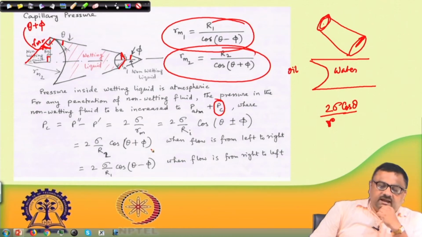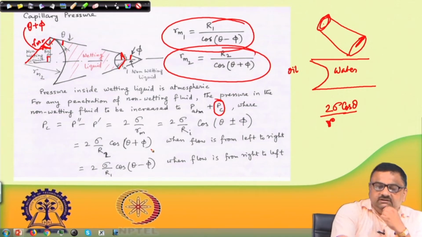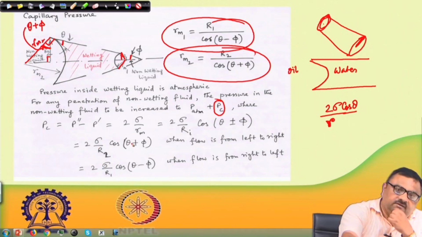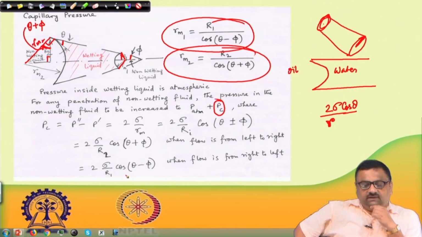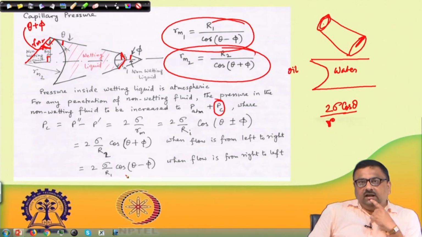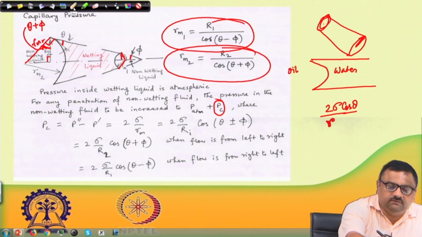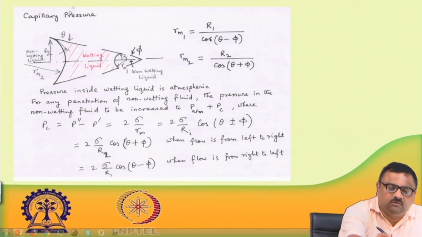Now we have two different values in this case. When the flow is from left to right, I have 2 sigma by R2 cos of theta plus phi, whereas when it is from right to left, it is 2 sigma by R1 cos of theta minus phi. So this is what we understood, but this creates a different situation altogether. Let us talk about it quickly.